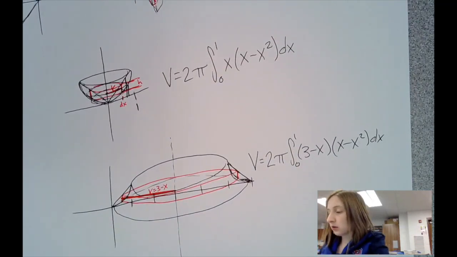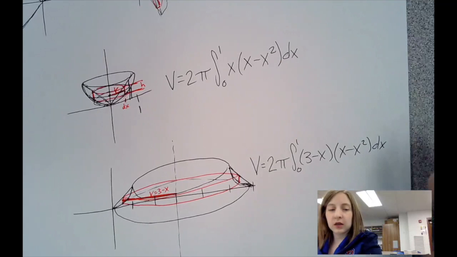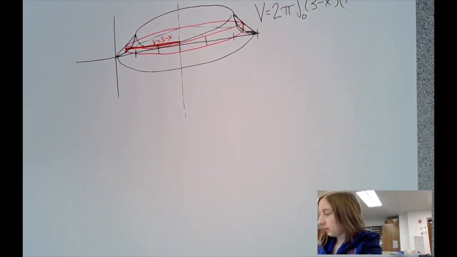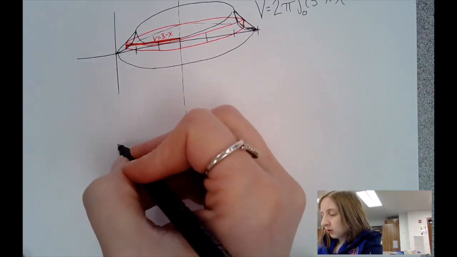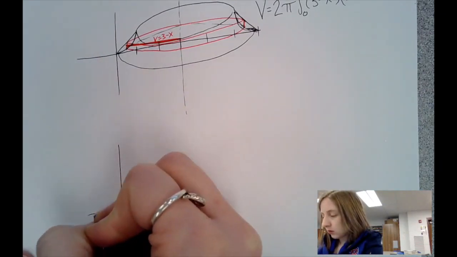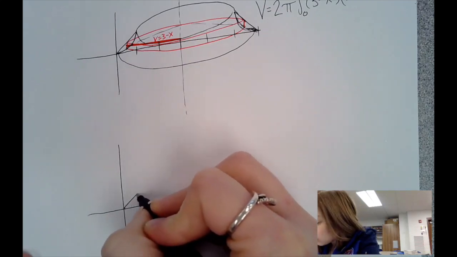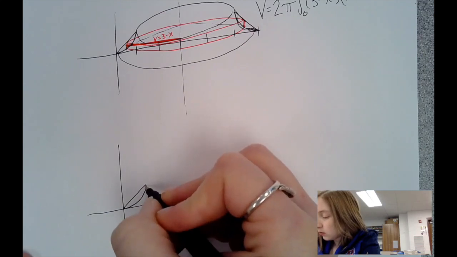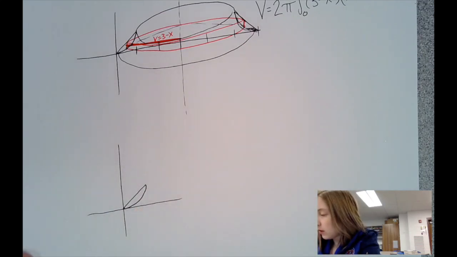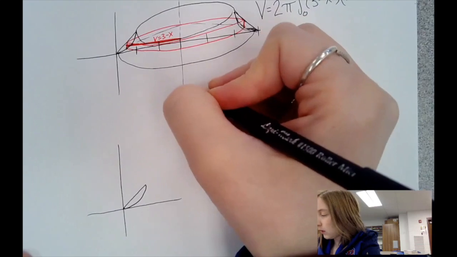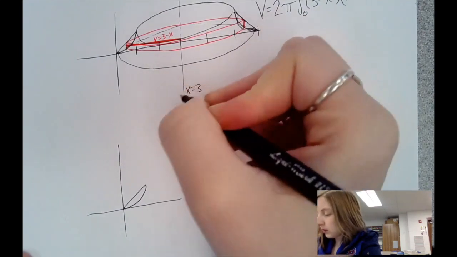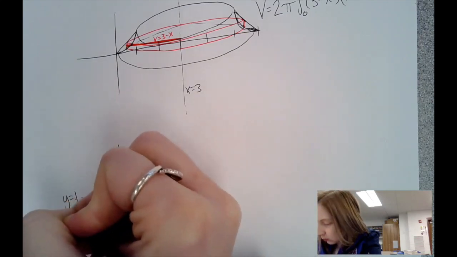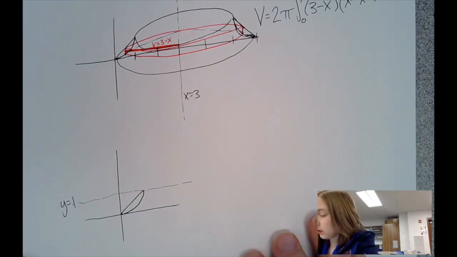Okay? So we've done rotating around the x-axis, rotating around the y-axis, and rotating around a vertical line that's not the y-axis. So let's do one more example: rotating around a horizontal line that's not the x-axis. That last one we rotated around x equals 3. This time let's rotate around y equals 1.